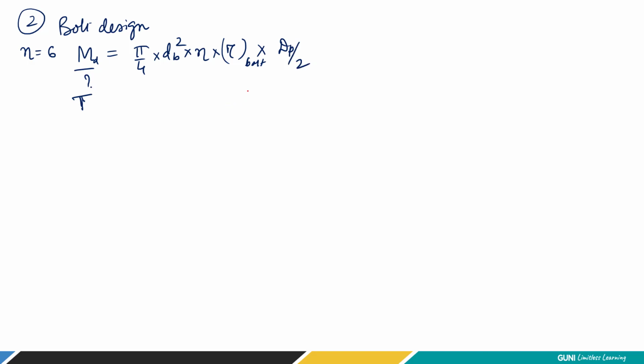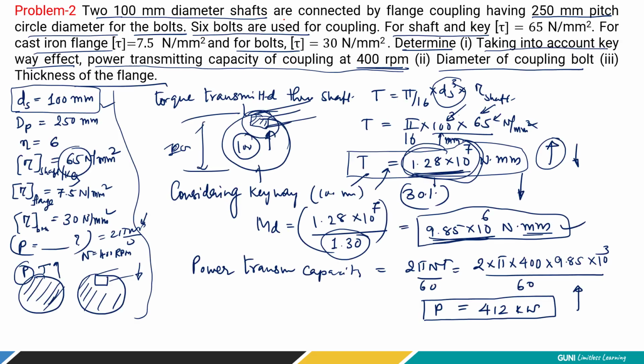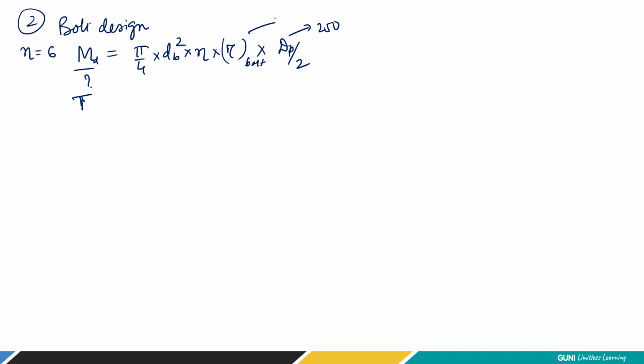OK, what is the dp given? 250. And this one, as long as I remember it, is 30 for the bolt, right? So it is 30 and this is 6, right? Here, what do we have to do? Which torque will we take, the lower value or the higher value?